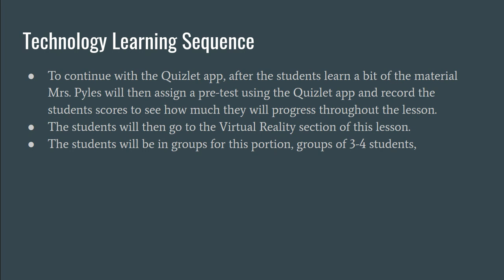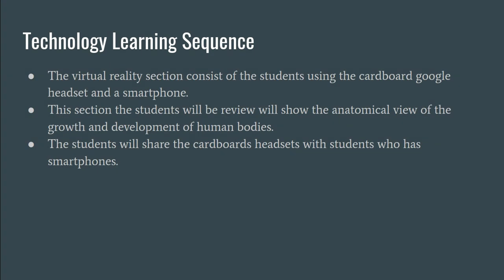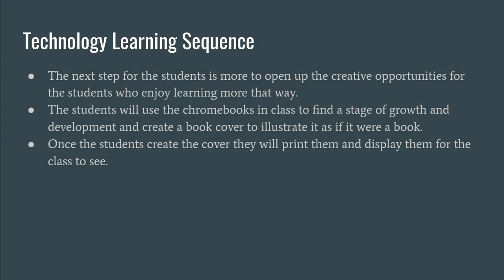After the Quizlet app, the students can then go through the virtual reality section of this lesson, and they'll be put into groups of 3 or 4, depending on how many headsets your classroom has. They can go through the different anatomical views of the growth and development of our human bodies using the cardboard Google headsets and a smartphone, which most students will have. If not, that's why you put them in groups. The students will share their cardboard headsets with the students who actually do have the smartphones.